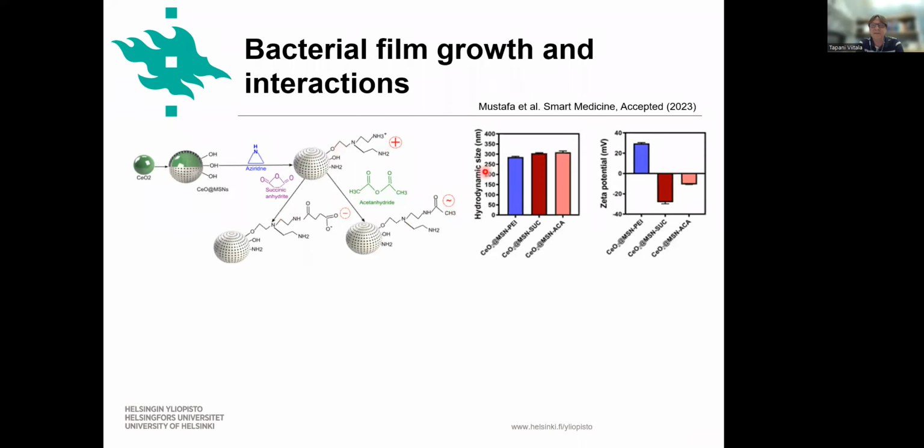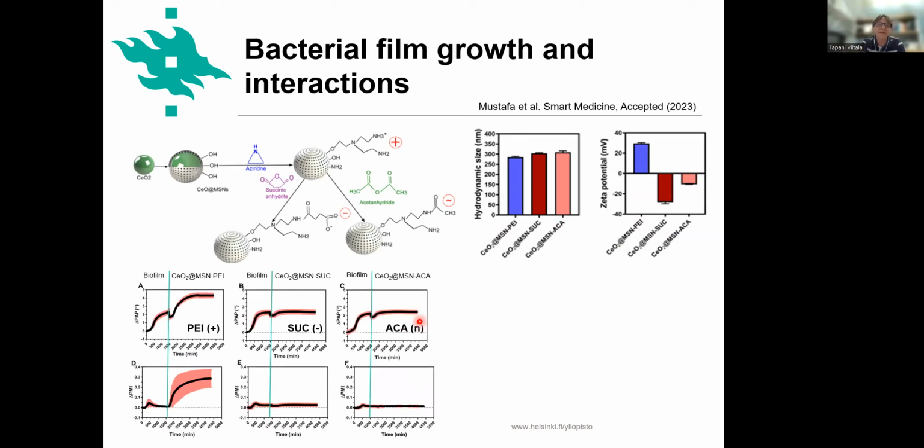And here we can see the sizes of the particles around 300 nanometers, and the surface or zeta potential, you can see highly positively charged for the PEI particles, highly negatively charged for the succinic anhydride particles, and then, well, not really neutral, but closer to zero for the acid anhydride particles.